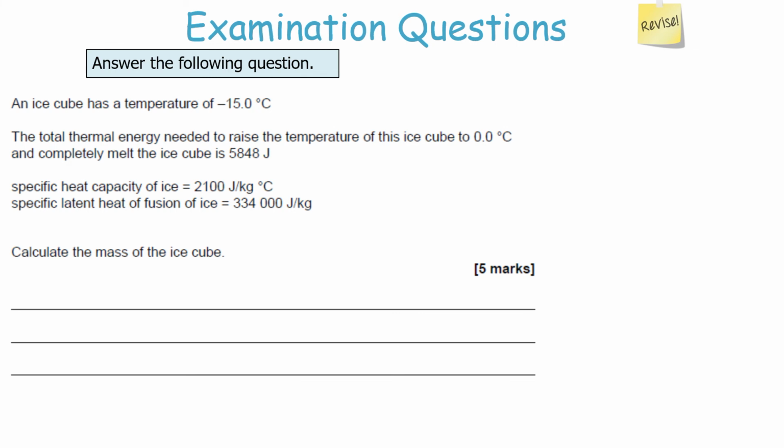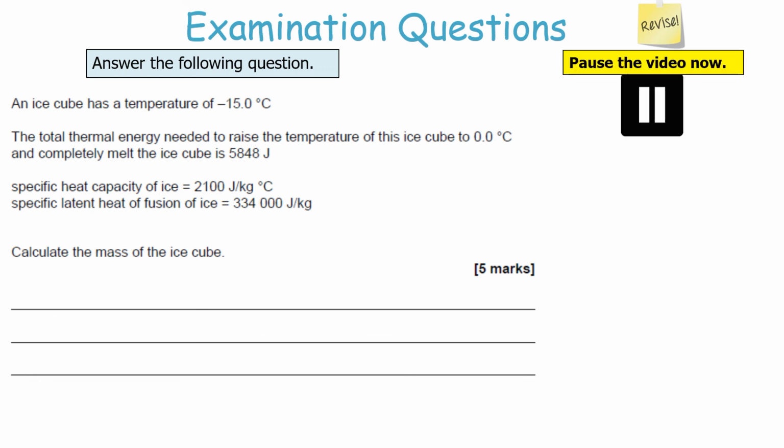The next question says, an ice cube has a temperature of minus 15 degrees Celsius. The total thermal energy needed to raise the temperature of this ice cube to 0 degrees and completely melt the ice cube is 5,848 joules. You've got both the specific heat capacity of ice and the specific latent heat of fusion of ice. Calculate the mass of the ice cube. So pause the video now, then unpause the video when you want to go through the answer.